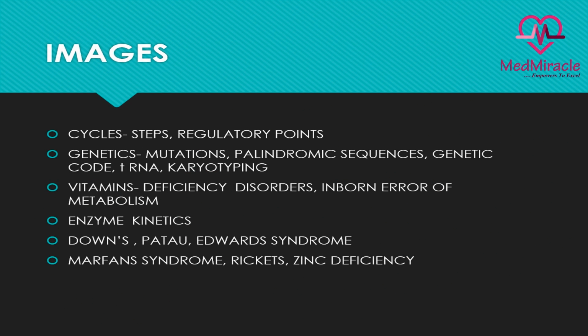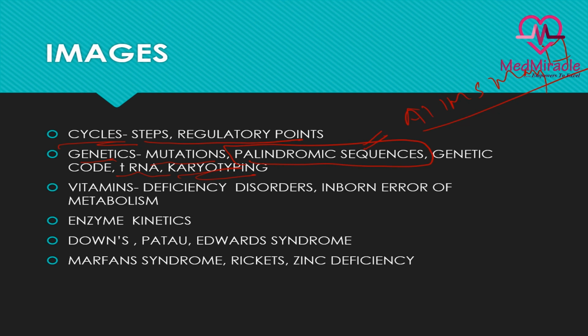So this is the last slide, nothing extra. I think I have already mentioned it: cycles, steps, and laboratory points. Image-based questions can come. Genetics, the mutations, I have shown you an image. Palindromic sequence, this is an important question. It was asked in AIIMS May 2017. So genetics, tRNA, you have to see the image.